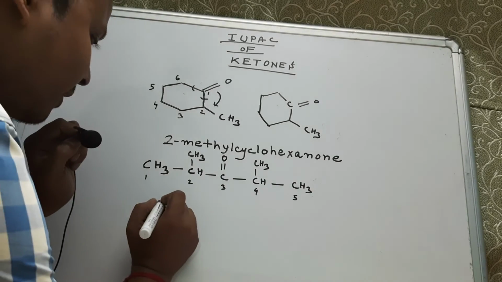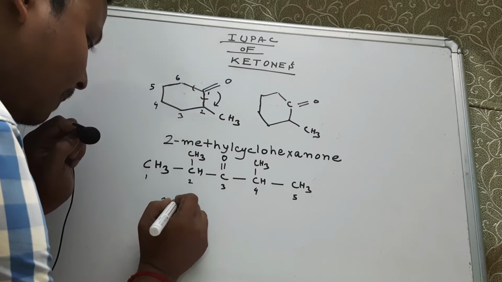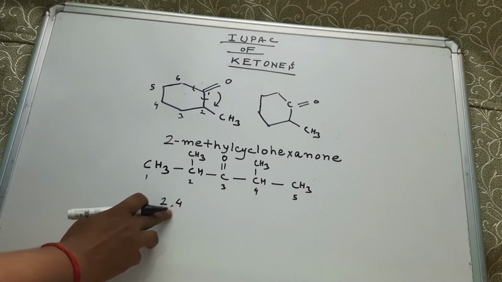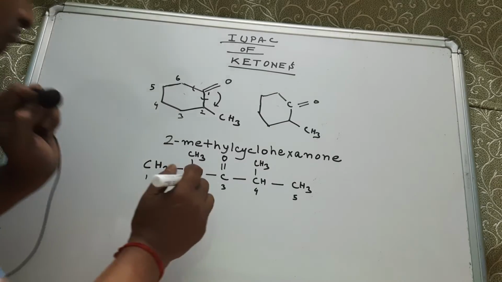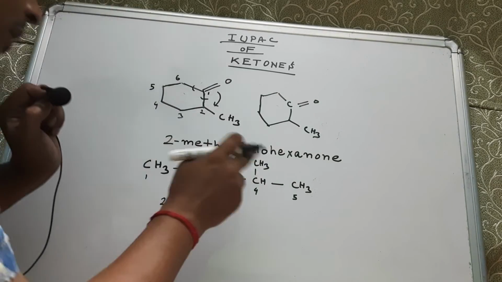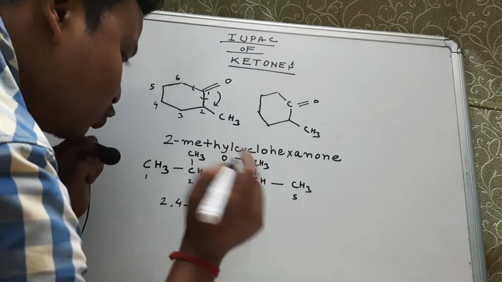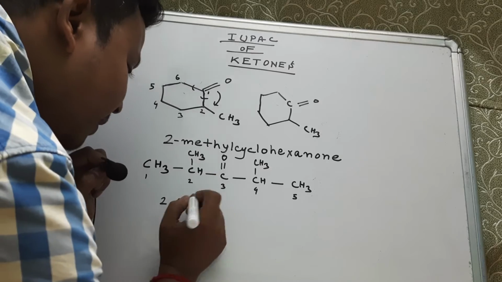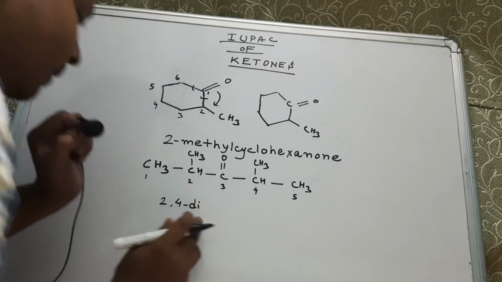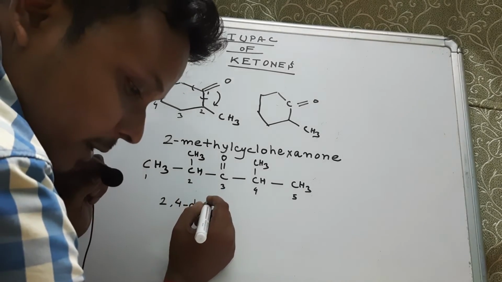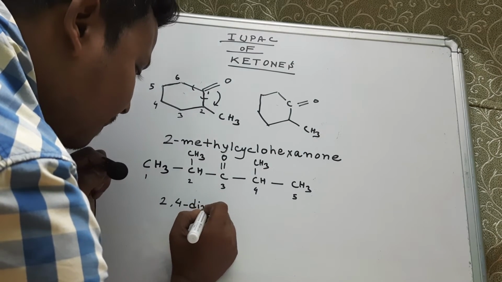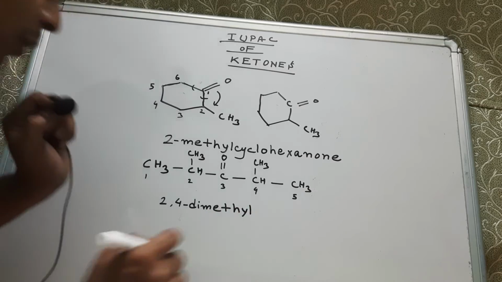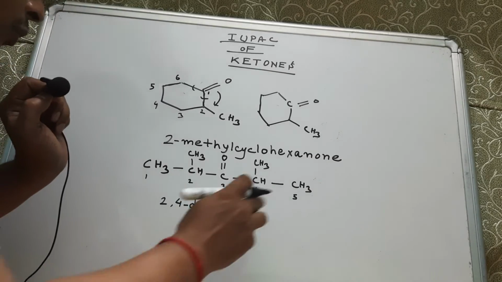So there is a methyl group at the 2 and 4 positions. That means first 2 comma 4, and there is a comma between the two numbers. The total number of methyl groups at 2 and 4 is 2, so dimethyl. Very frequently the students omit the term di, so di should be here: 2,4-dimethyl.